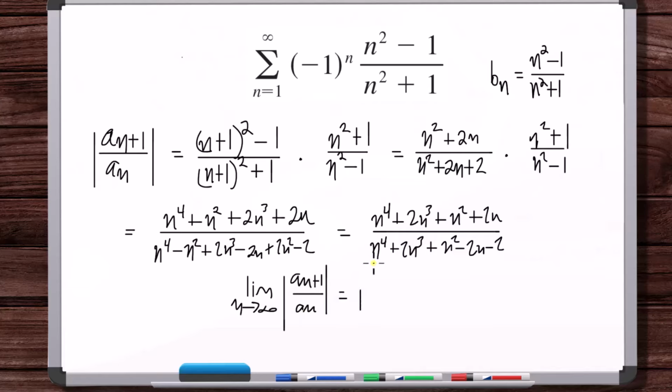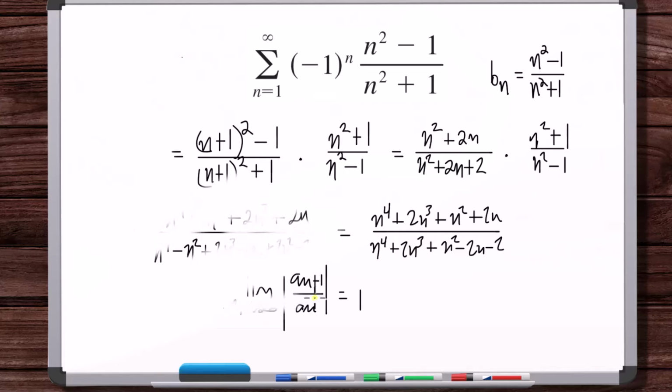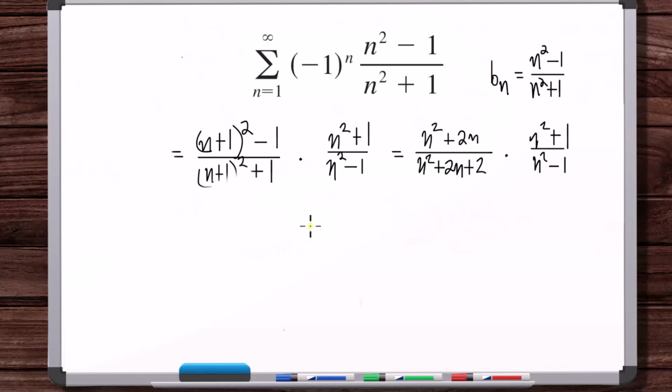And actually, I should have known that, right? Anytime with these types, the limits of these are always equal to 1. So that was a waste of time. The textbook said that the limit of a rational expression as n goes to infinity is going to be equal to 1 when it comes to the ratio test.